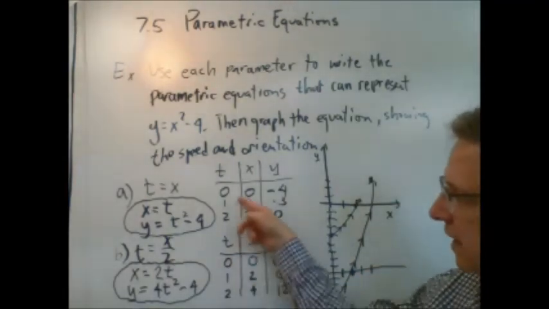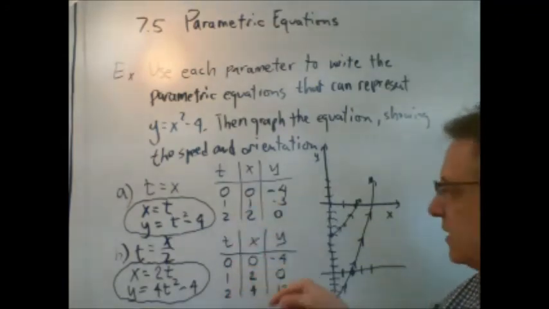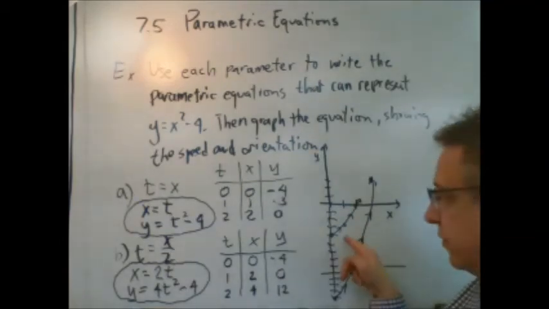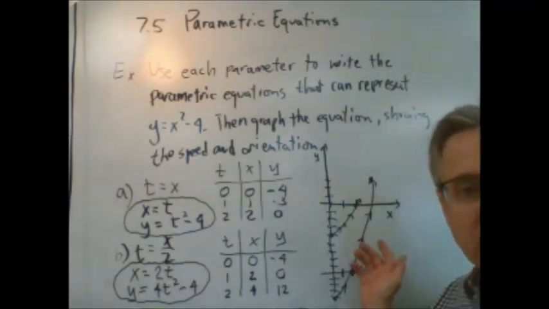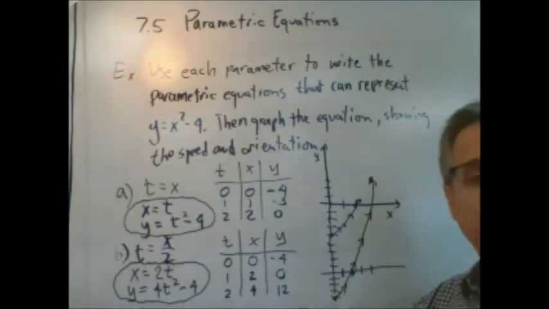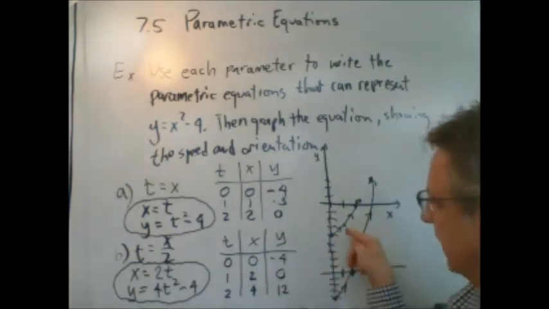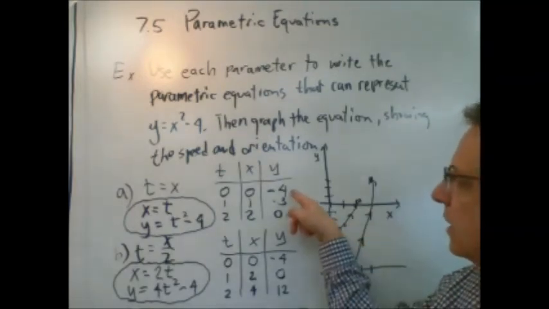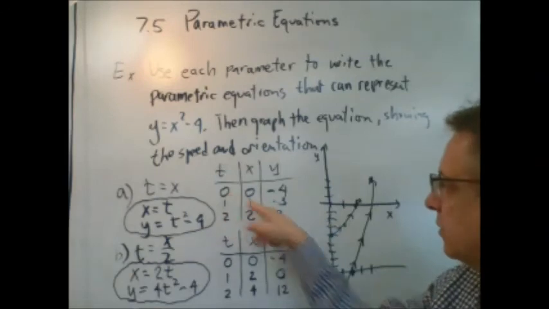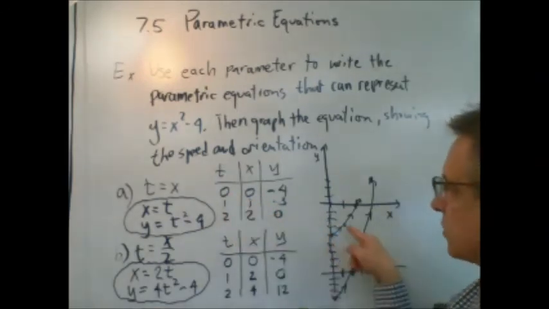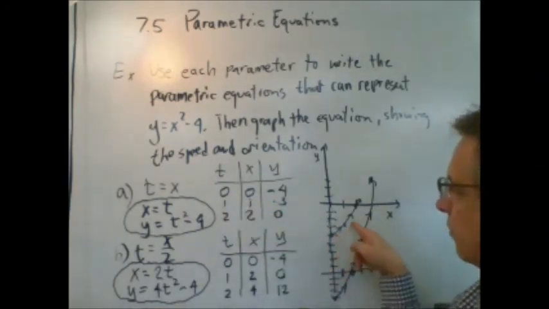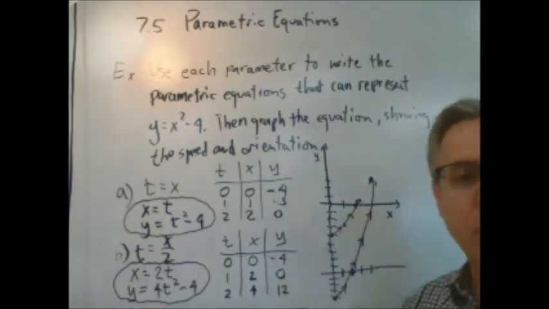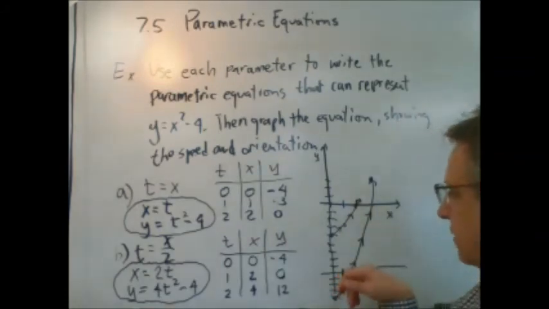For the same amount of time, 2 seconds in both cases, the second case gave us a lot more of the parabola than the first case, and therefore the speed is greater in the second case. The orientation arrows point in the direction that time increases. At time t equals 0, I had this point. At time t equals 1, I had this point. I'm creating the parabola from left to right, so my arrows point from left to right. The same with this one.